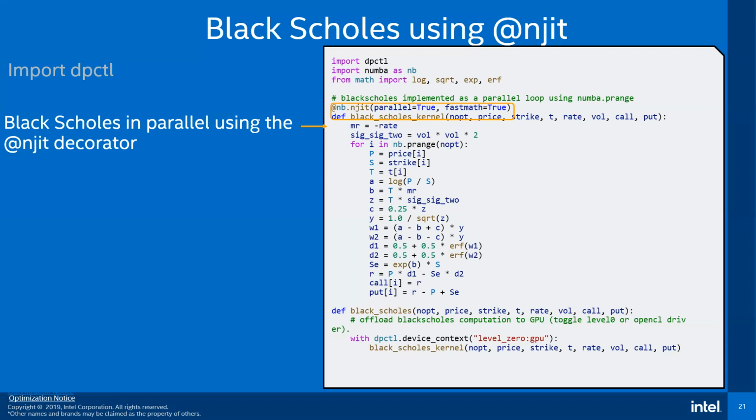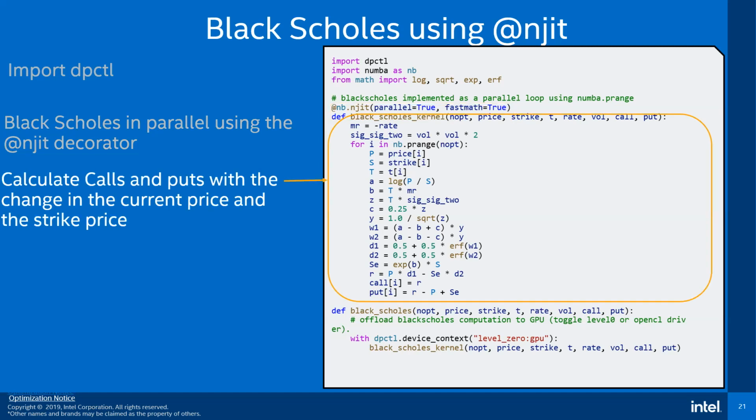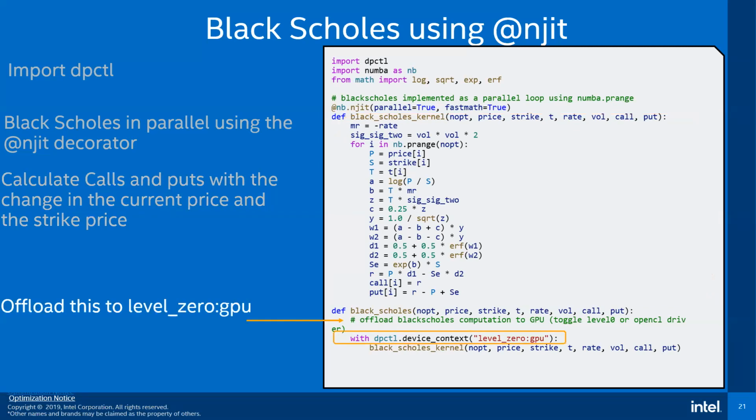We don't need to actually go through the mathematical logic here, but the main understanding is this type of calculation. We are using the njit decorator here, and if you see, I have a prange function that is executing in parallel. We are calculating the calls and puts with the change in the current price and the strike price of the stock option. And then, the last step, we are calling the device context layer to offload to a GPU.